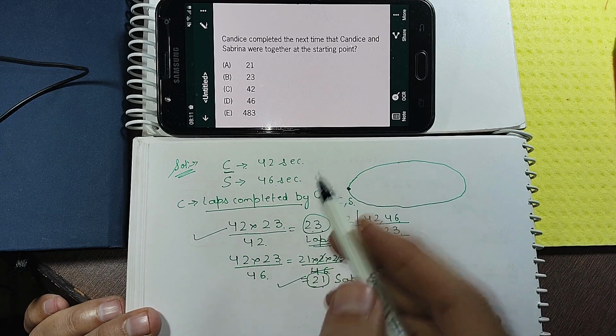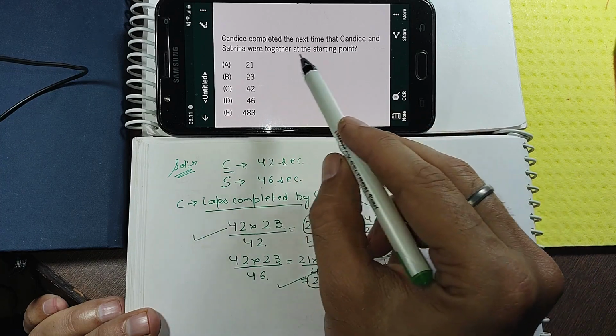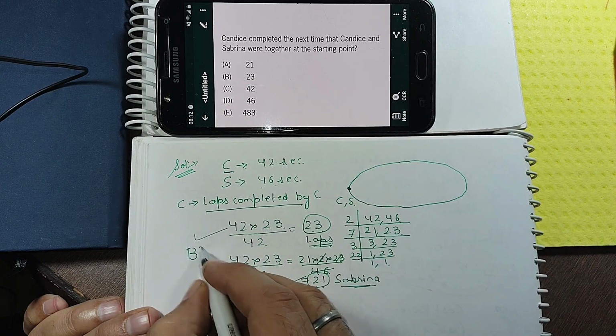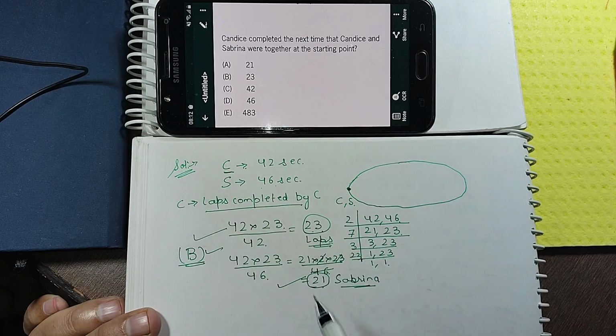So the right option for this, since they have asked how many laps Candice completed the next time that Candice and Sabrina were at the starting point, so how many laps will it complete? Option B is the right answer. But if the question had asked about Sabrina, how many laps Sabrina would have completed, that would be 21.